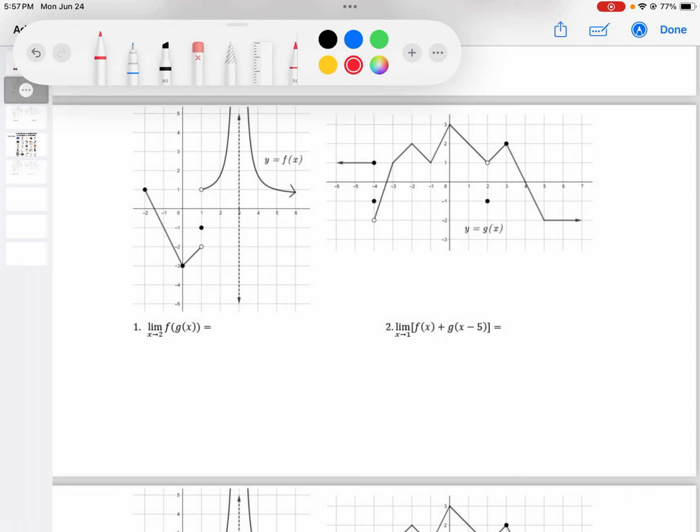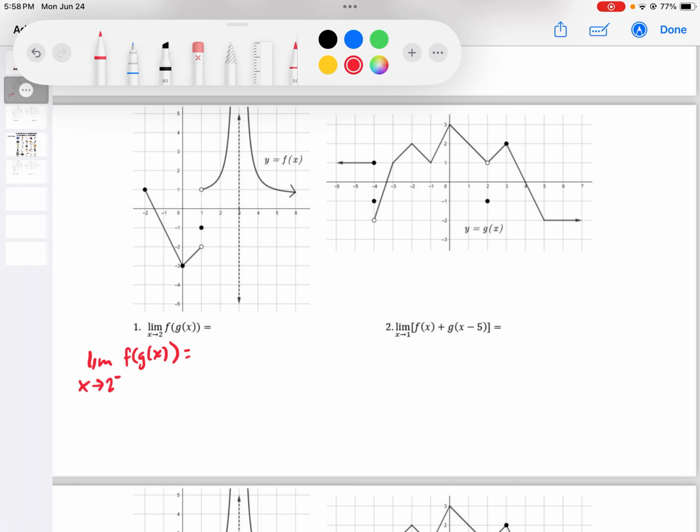All right, so this one, just like before, I need to make sure the left-handed limit is equal to the right-handed limit. If the two limits are equal to each other, then that's the limit, or it's a double-sided limit. So I'm going to check the limit as x approaches 2 from the left of f of g of x. By the way, this one is f of x, and the right graph is g of x.